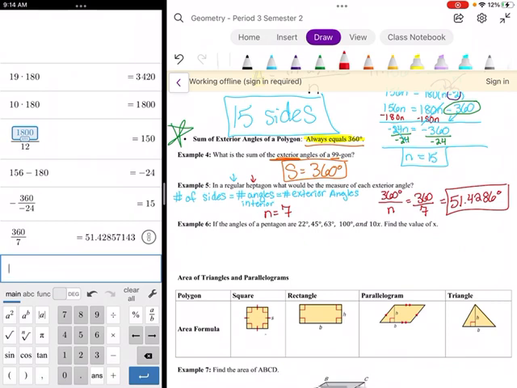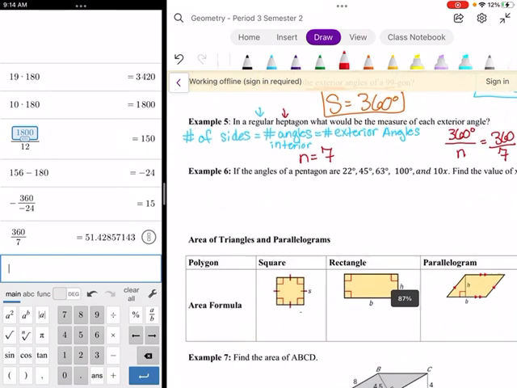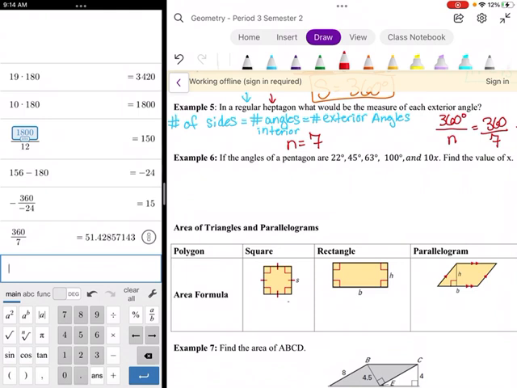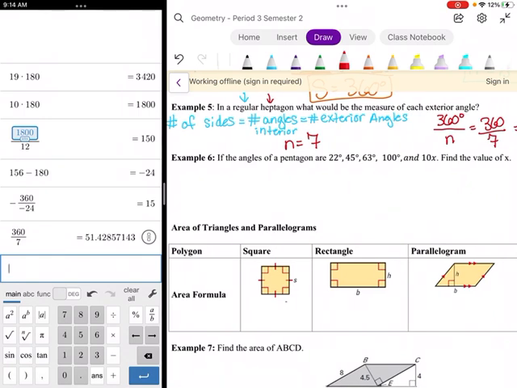All right, and our last example for this is: if the angles of a pentagon are 22 degrees, 45 degrees, 63 degrees, 100 degrees, and 10x, we're going to find the value of x. For this, they give us all of the angles inside of the pentagon, which, by the way, has 5 sides, so we know n equals 5.